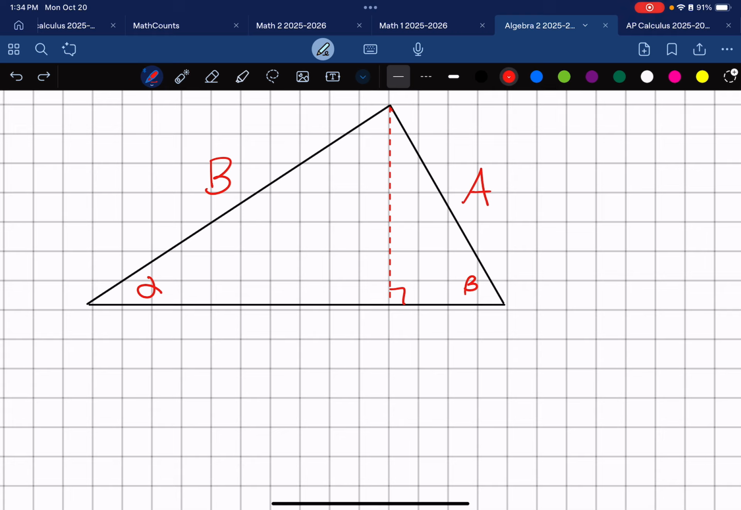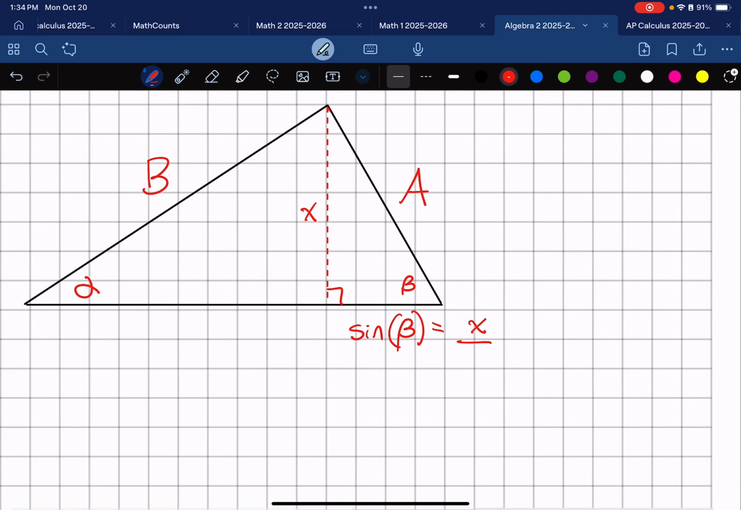So I'm going to, again, set this up. I'm going to say sine of beta is going to be equal to, okay, I need to call this thing some letter, and I'm just going to choose x because I'm very creative here. And I'm going to say that sine of beta is going to be x divided by a. Same thing as the last problem. And in order to solve for x, I'm going to get rid of the a and move it to the diagonal top left. And I'll say that a times sine of this angle beta is equal to x.